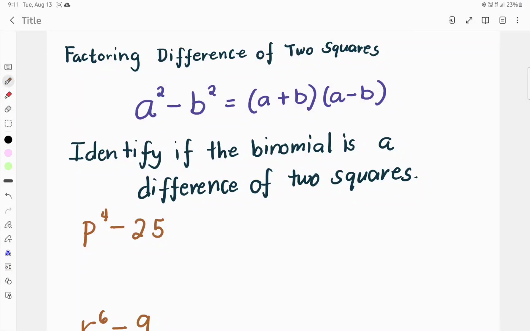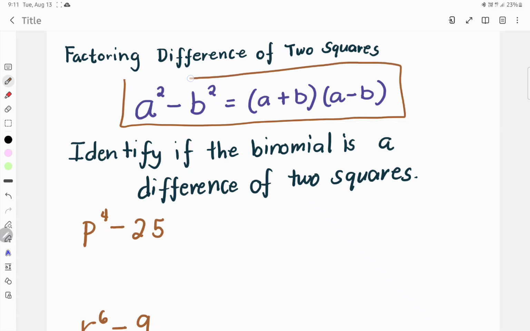In this video, we're going to discuss factoring difference of two squares. As you can see here, we have a squared minus b squared is equal to (a plus b)(a minus b). This is the structure of a difference of two squares.